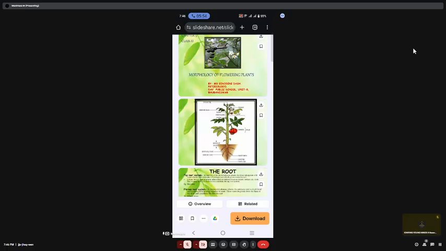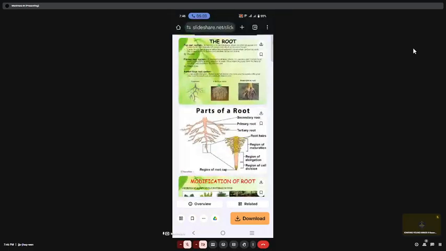Okay. And there are two types of root system, right? What are they? What are the types of root system? Taproot system and fibrous root system.